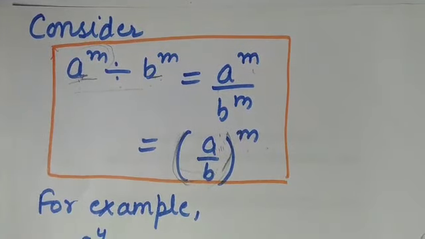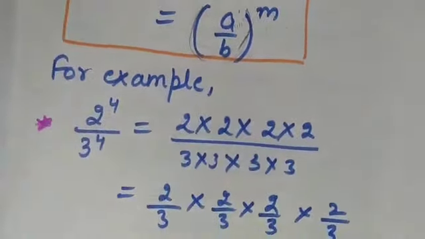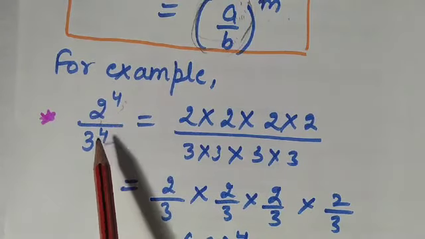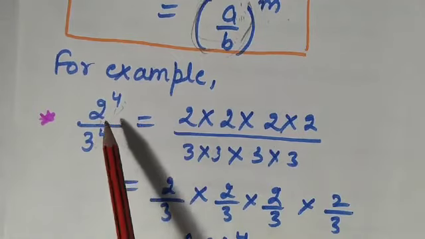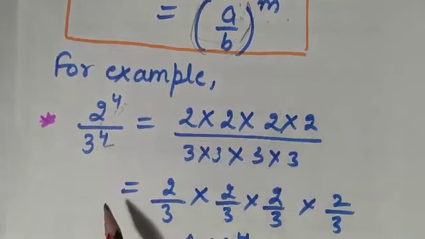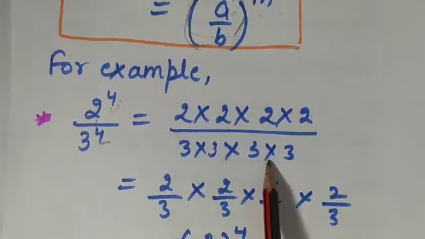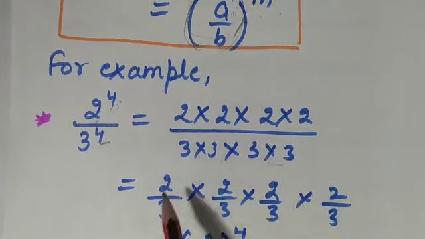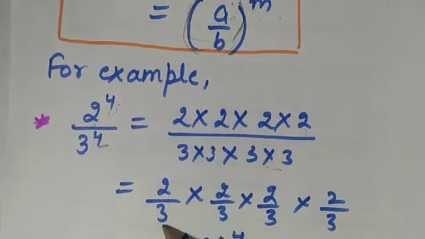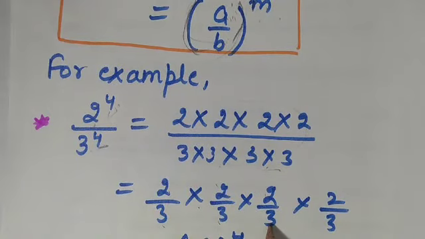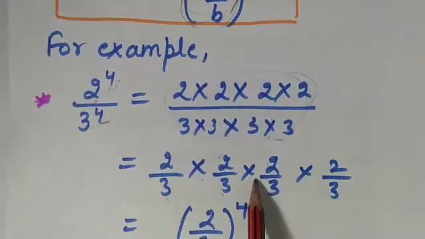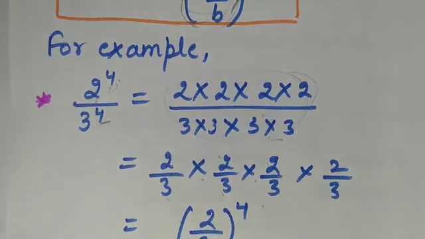Let us understand this with an example. Suppose I have 2 to the power 4 and 3 to the power 4. How will you solve this? 2 raised to the power 4 means 2 gets multiplied 4 times, and 3 raised to the power 4 means 3 gets multiplied 4 times. Now I can separate them. I can write this as 2 over 3 into 2 over 3 into 2 over 3 into 2 over 3. You can write this statement like this because they are the same thing.